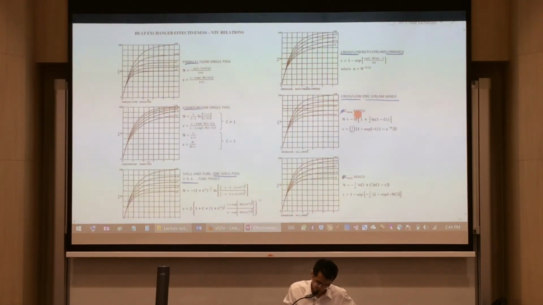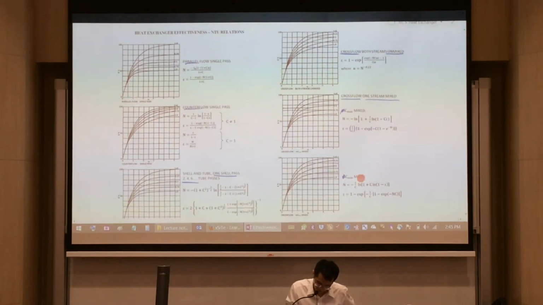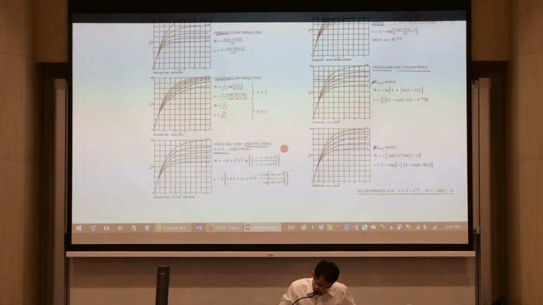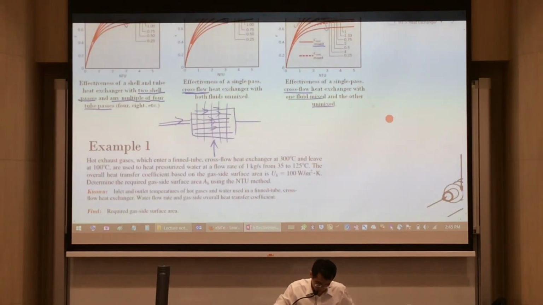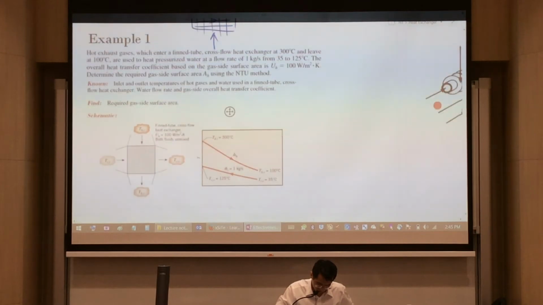So you've got to see which one is your C max and which one is your C min. And that refers to your mixed fluid. So let's have a look at an example so that you have a good idea.